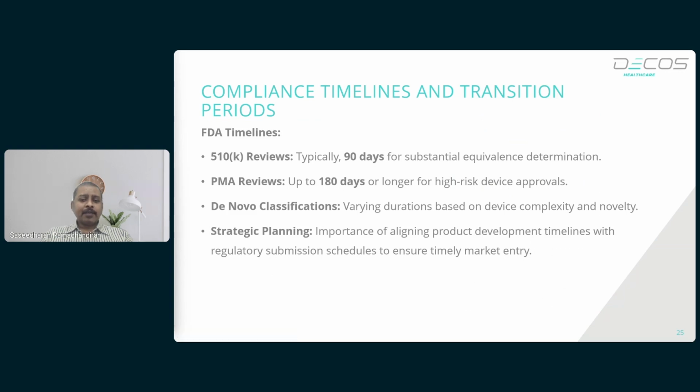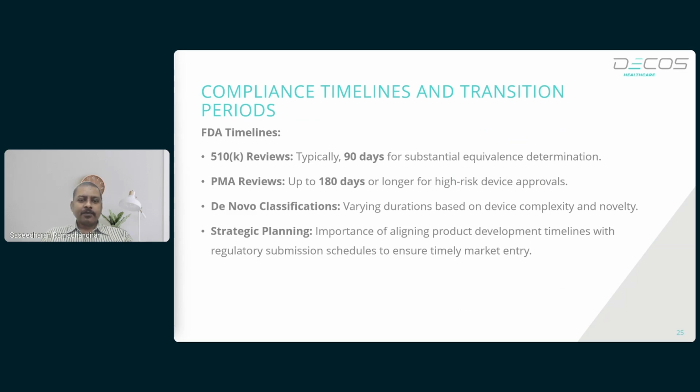Keeping track of timelines is critical for compliance. Let's now move into understanding the deadlines and transition periods under both frameworks. Let's talk about the FDA's timelines. For 510(k) reviews, devices that demonstrate equivalence to a legally marketed device, the FDA typically takes about 90 days for review. However, this may vary depending on the device complexity.